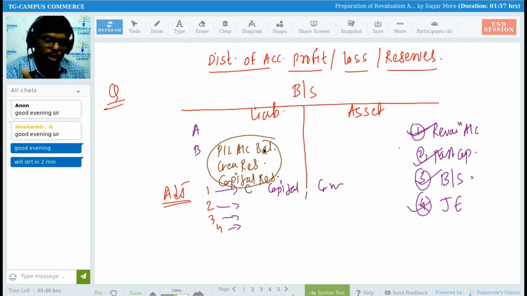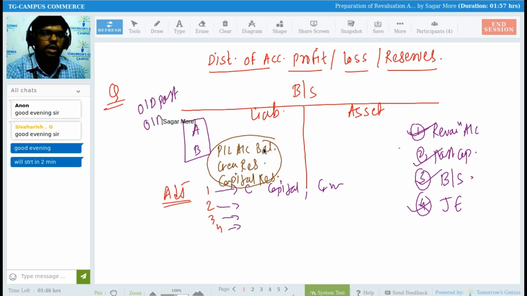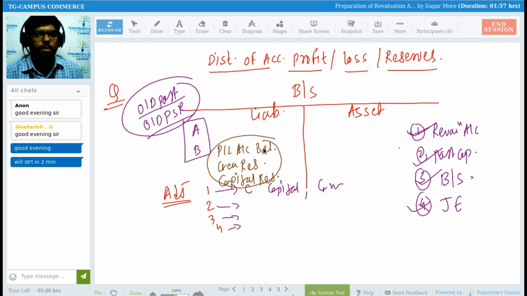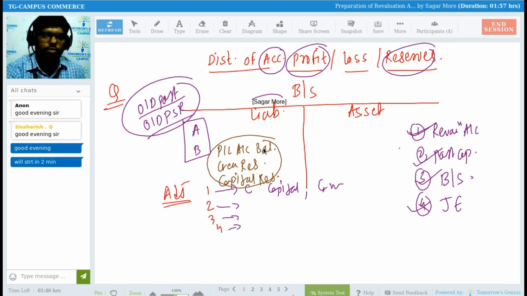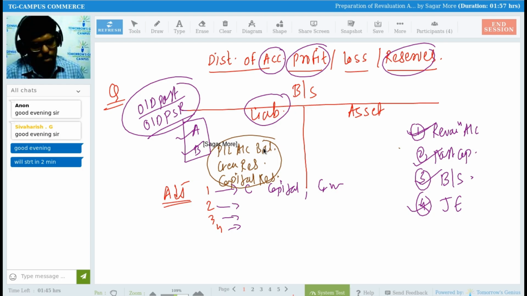So what we have to do? Before giving admission to a new partner, whatever profit is available on the balance sheet liability side, we have to distribute among old partners as per their old profit sharing ratio, right? So the distribution of accumulated profit and reserves that you find on the balance sheet liability side, you have to distribute among old partners A and B here as per their old profit sharing ratio, right?